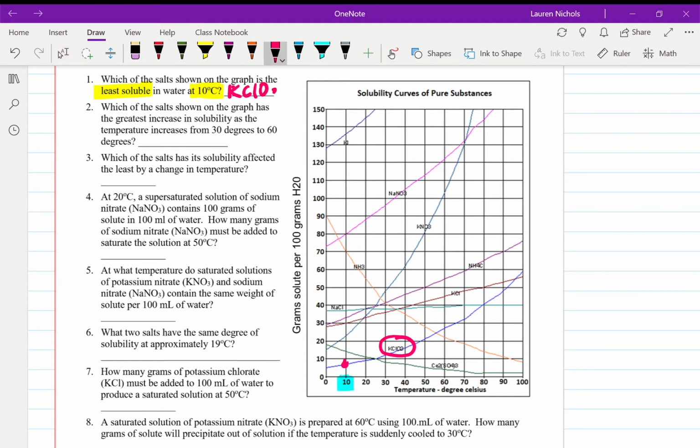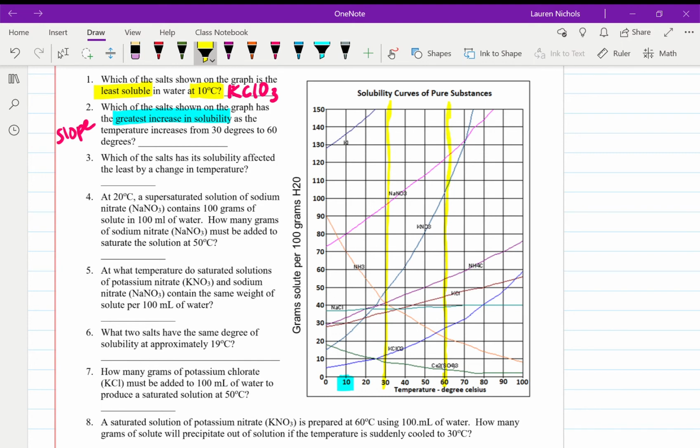So KClO3. Now, number 2 says, which of the salts shown on the graph has the greatest increase in solubility as the temperature increases from 30 degrees Celsius to 60 degrees Celsius? So this one, it says the greatest increase in solubility. This means you're looking at the slope. They're asking which one is changing the most from 30 degrees to 60 degrees. So 30 degrees is here and 60 degrees is here.